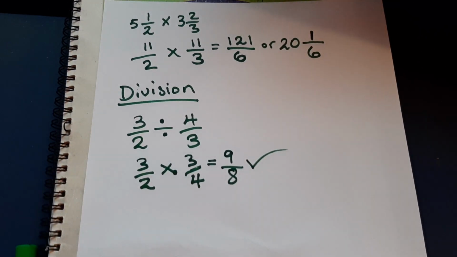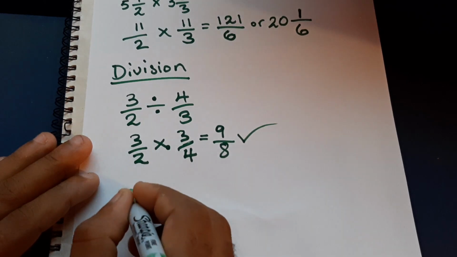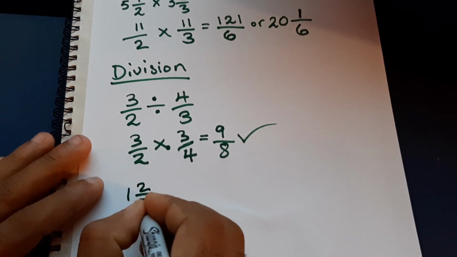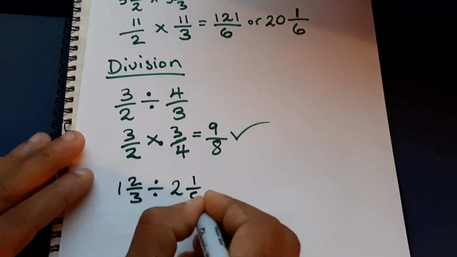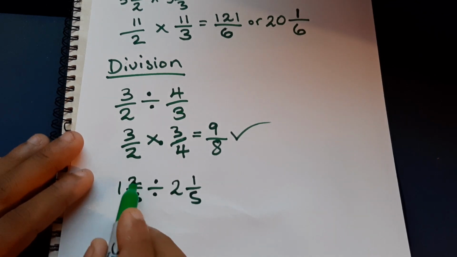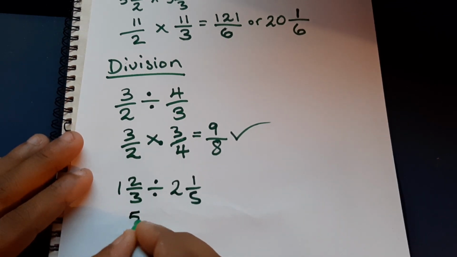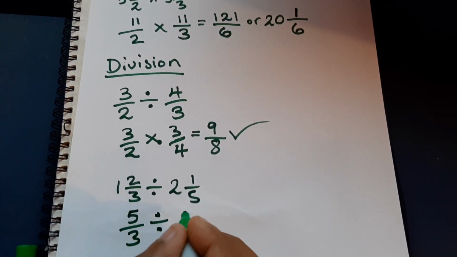And why I always change the improper fraction to a mixed number is because you don't know what they can ask you in the exam. So yeah, all right, so let's do another example of this division. So let's say we had 1 2/3 divided by 2 1/5. So what I need to do, the first thing I need to do is to change these mixed numbers to improper fractions. So 3 times 1 is 3 plus 2, 5 over 3 divided by 2, 5, 10 plus 1, 11 over 5.